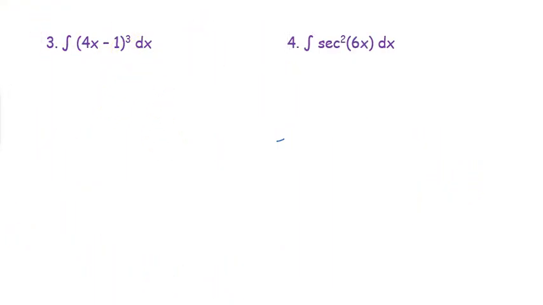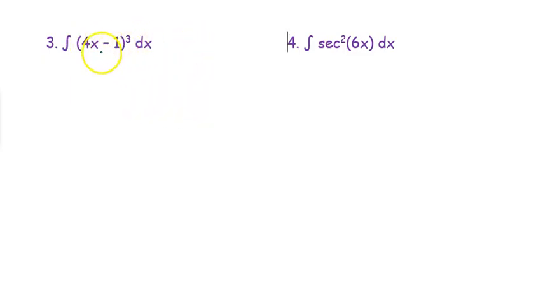Okay, I have two more examples here where I am using U-substitution. This first one actually does not have to be U-substitution. You could write this 4x minus 1 three times and multiply it out, or use Pascal's triangle to get a polynomial and just use your power rules. But you can use a U-sub, and that might be an easier solve for some of you.